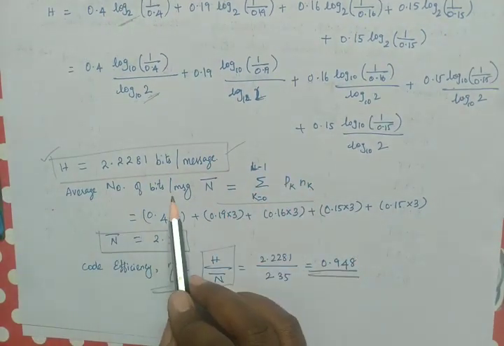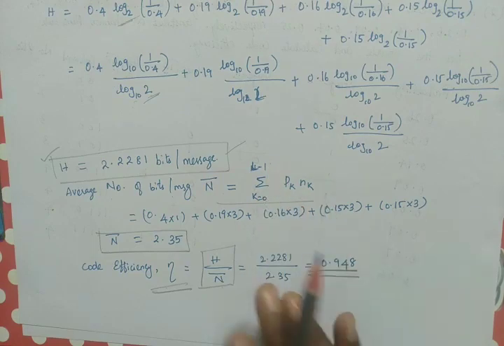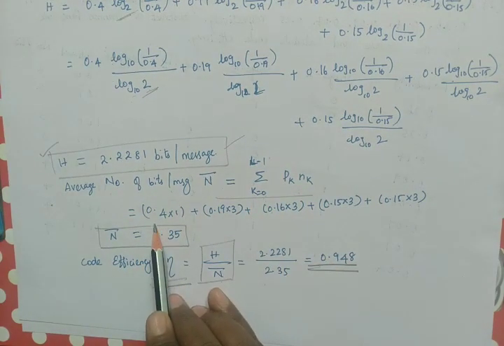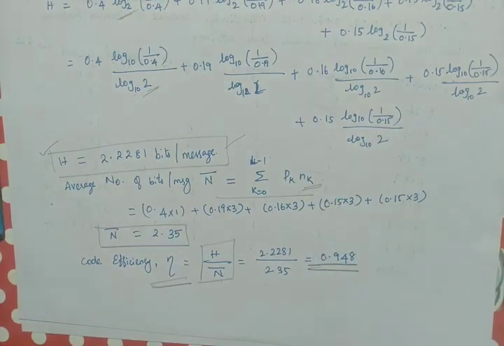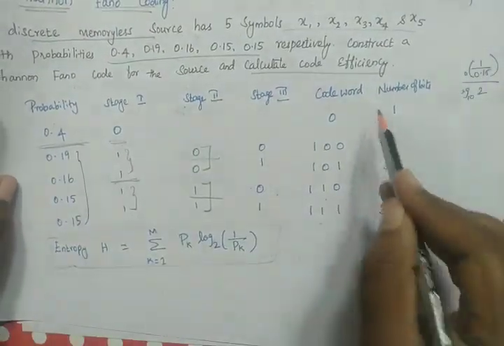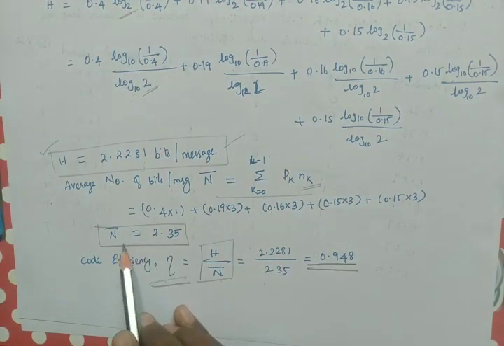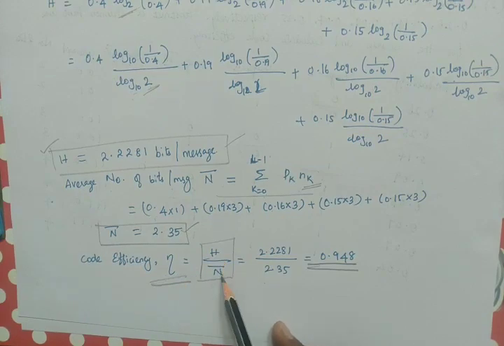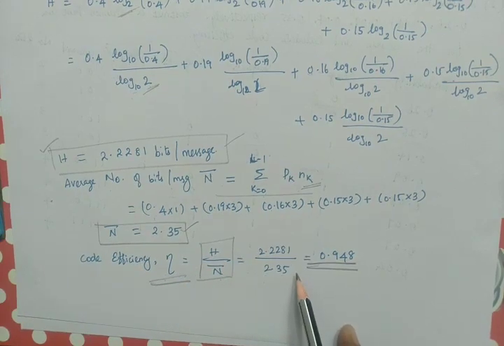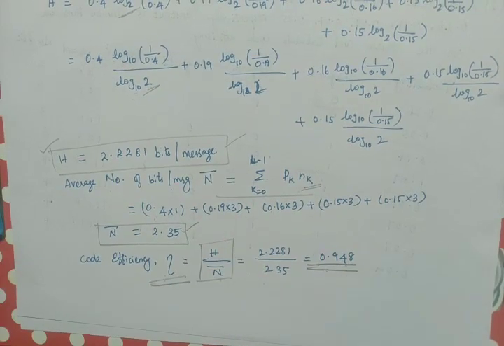Then we have to find the number of bits. So n bar is equal to summation k is equal to 0 to L minus 1 of Pk Nk. Now substitute the values of Pk and Nk, where Nk represents the length of the code word, that is the number of bits. So here we have the lengths 1 3 3 3 3. After multiplication we will get n bar is equal to 2.35. Now efficiency is equal to H by n bar, and already I said that our efficiency will always be less than 1. So that is 0.948. That's it.